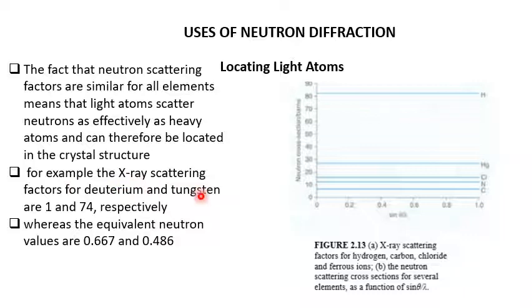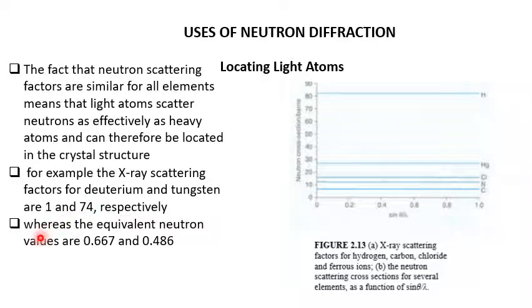For example, the X-ray scattering factor for deuterium and tungsten. There is a large difference between the atomic masses of deuterium and tungsten. Tungsten is a heavy atom, deuterium is a very light atom. So, in case of X-ray scattering, the X-ray scattering is very small in case of deuterium and it is high in case of tungsten.